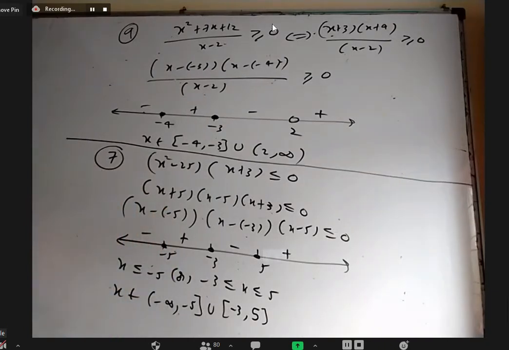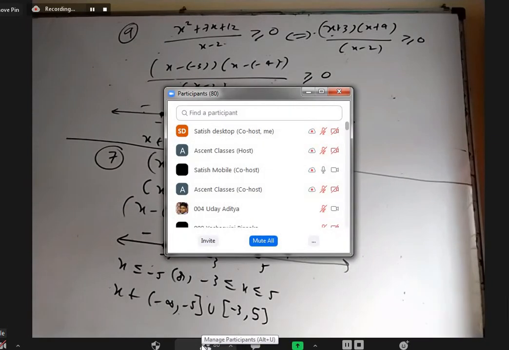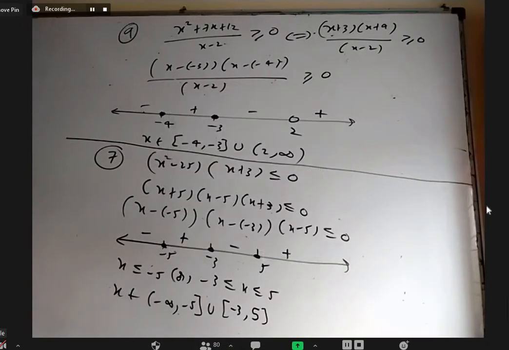Jahnavi, understood this 9th one? Roll number 73, I think. Jahnavi. Okay. Yochana, you understood 9th one? Yes, sir. Okay.